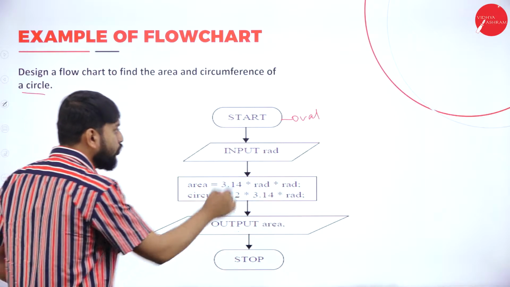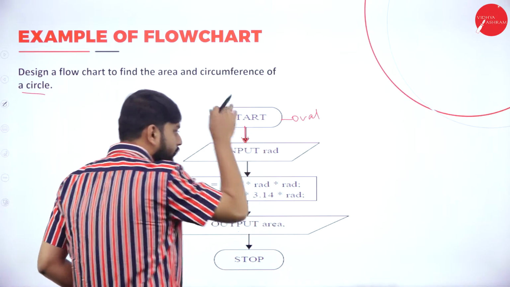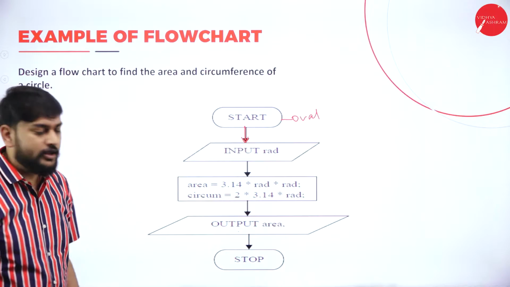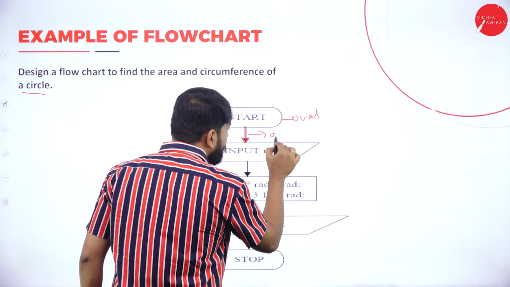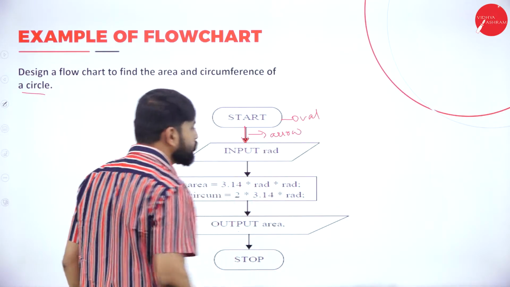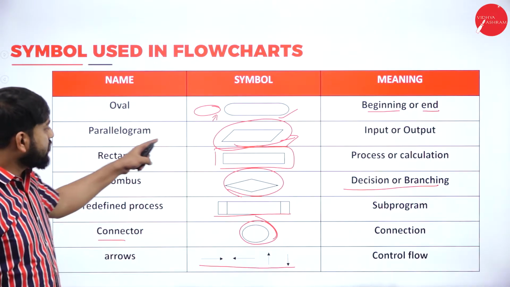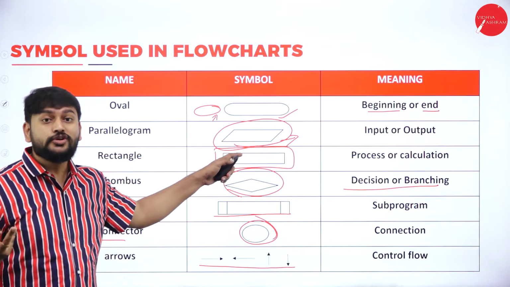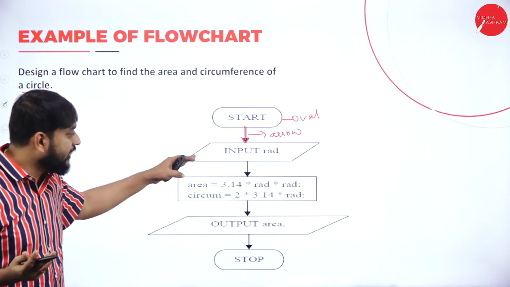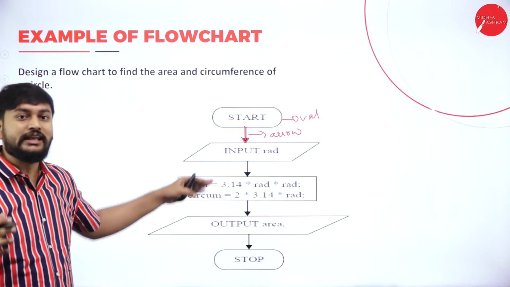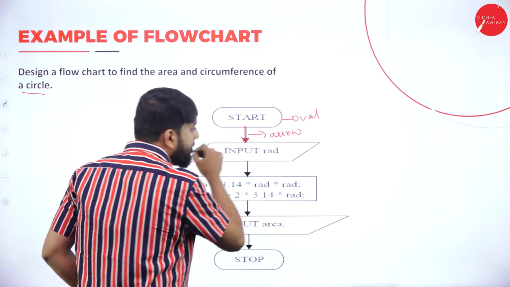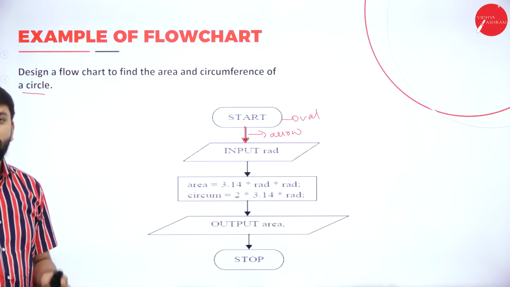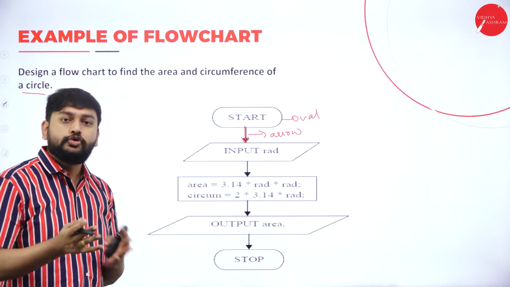Once it is done, you have to show the flow control in which direction it is going. That's why I'm using the arrow. Now here I need to use the parallelogram. Why should I use the parallelogram? Because I need to read the input. If you are reading any input, make sure that you use the parallelogram. So you understood how to start and how to read the input.